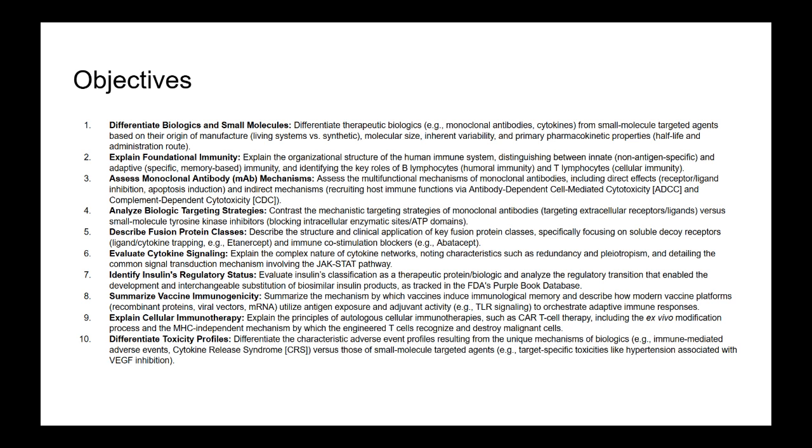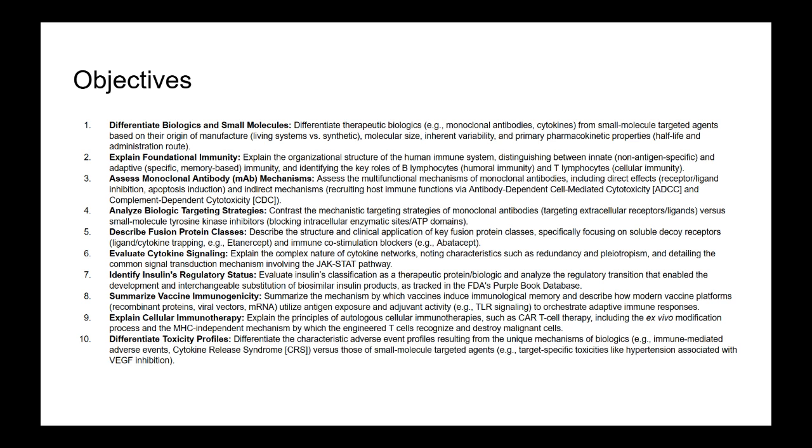First, it is important to distinguish between biologics and small molecules. Biological therapies, such as monoclonal antibodies and cytokines, are derived from living systems, whereas small molecule drugs are synthesized chemically. These biologics are generally larger in molecular size, exhibit inherent variability, and have unique pharmacokinetic properties, including their half-life and method of administration. Next, understanding the immune system's organizational structure is fundamental.